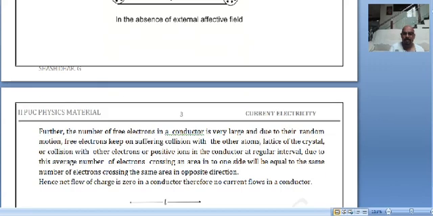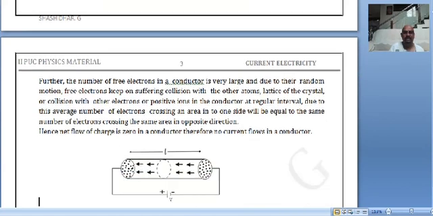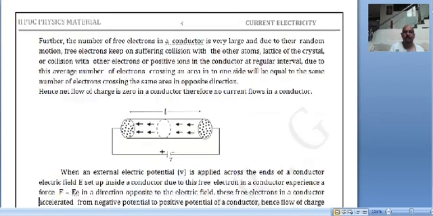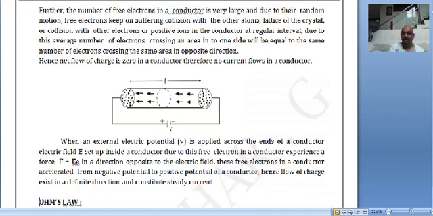Now suppose you apply an electric field. Check this. In this diagram, you have applied the electric field. How have you applied it? By connecting the conductor to a battery. One end of the conductor you have connected to the positive terminal of the battery, and the other end you have connected to the negative terminal.